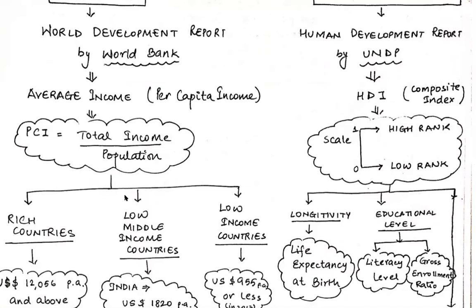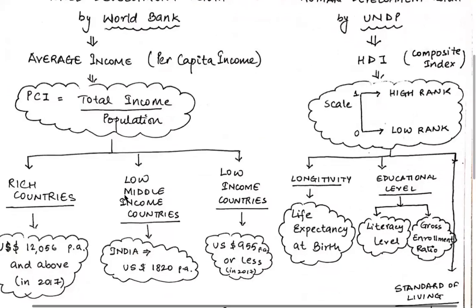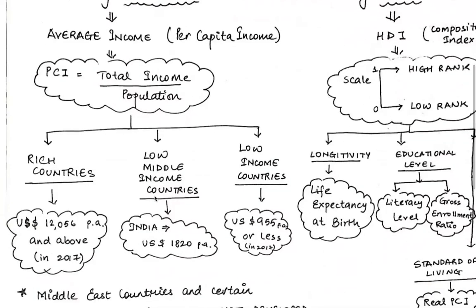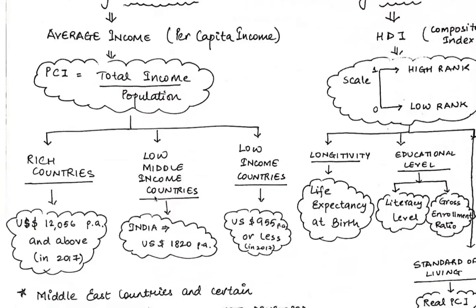Now think of a country like the US and, say, Bangladesh. You will be able to see that Bangladesh would have a low per capita income, so you would call it a less developed or the least developed country, whereas you will call the US a developed country, right? They categorize the countries on three bases; three classifications are available to us. Number one, they are rich countries whose per capita income is US dollar 12,056 per annum and above.